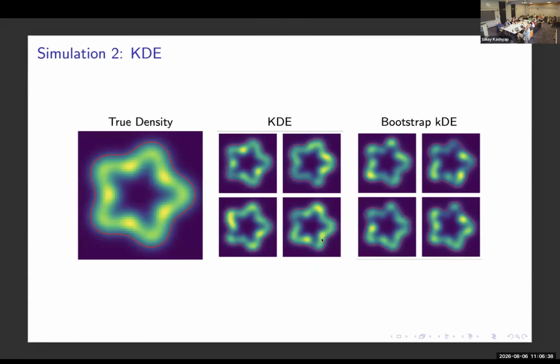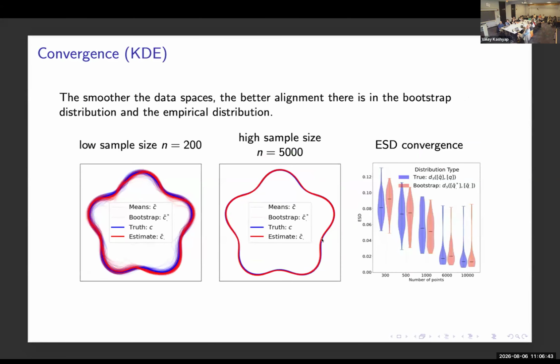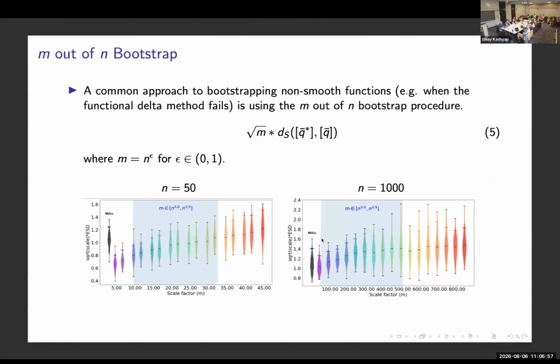I have another example. So if your images are smoother, this is with the kernel density, you're gonna have better alignment in your bootstrap distributions. And that's just because if you have a smoother image, you're more likely to have differentiability in your function when you're going from image to contour. But if you have very noisy images, you can do this M out of N bootstrap to try and pick a better asymptotic scaling so that you have stability essentially in your bootstrap distribution.